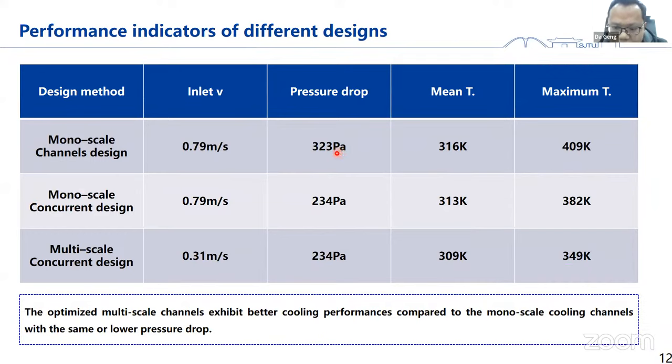Comparing the cooling performance indicators and the pressure drop of different designs, we can find that the optimized multiscale channels have better cooling performance compared to the monoscale cooling channels with the same or lower pressure drop. The superiority of the multiscale design lies in the distribution of the inlets and outlets and the larger design freedom from the distribution of micro channels.